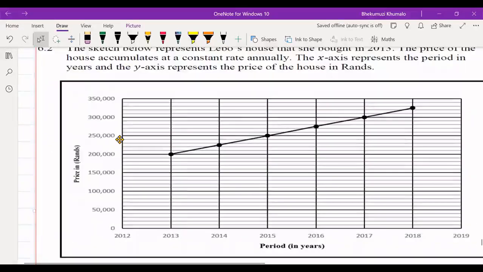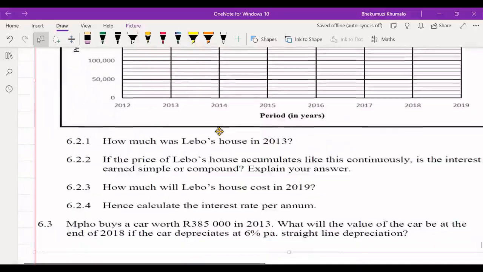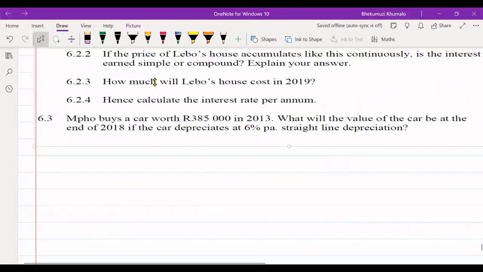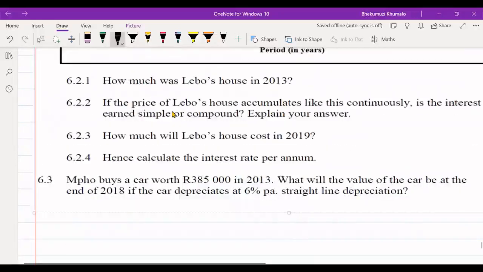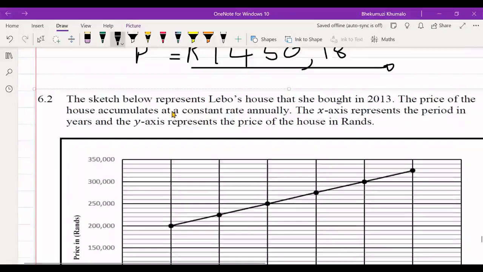Hey, okay. Now we look at 6.2. It says the sketch below represents Label's house that she bought in 2013. The price of the house accumulates at a constant rate annually. The x-axis represents the period in years, and the y-axis represents the price of the house in rands.